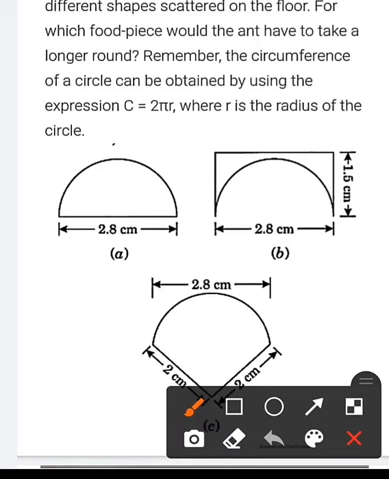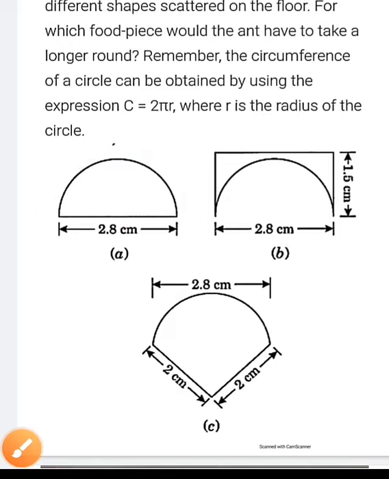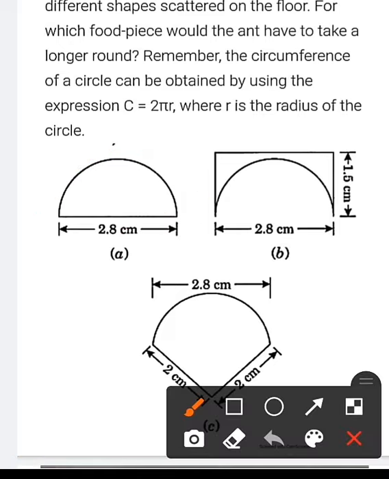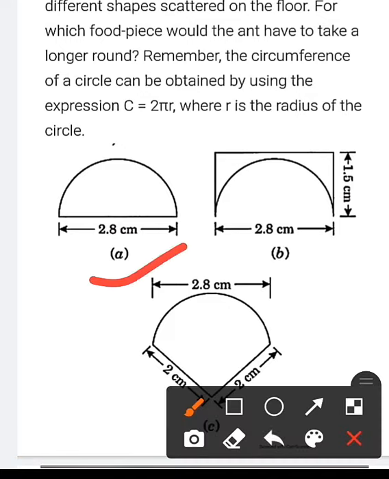So first of all, for the first one, A, the ant will move like this and she will move like this. So what is this? This is the circumference of a semicircle. The formula for the circumference of a circle is 2 pi r, but this is a half circle, so we will take half of 2 pi r. Here r means radius. The diameter given is 2.8, we will halve the diameter, so you will get the radius. So the first one's formula will be half of 2 pi r.